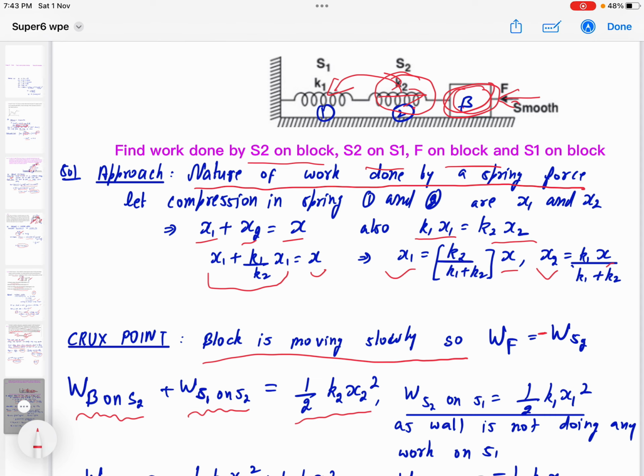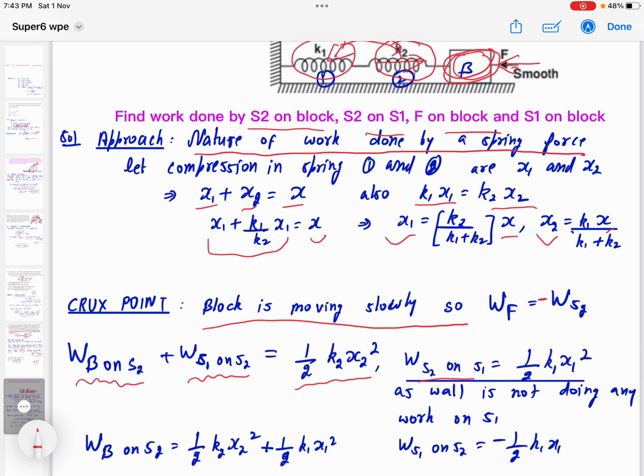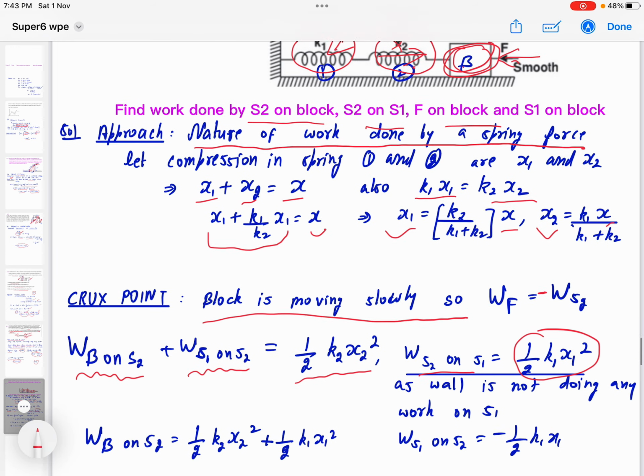Now work done by S2 on S1 is equal to half K1 x1 square. Work done by S2 on S1. Why, beta? Because if I am considering S1 as a system, simply you can see here, the wall is not doing any work because point of application of force is not moving. So whatever work S2 is doing on S1 is only converting into potential energy of S1. So simply work done by S2 on S1, I am writing half K1 x1 square.